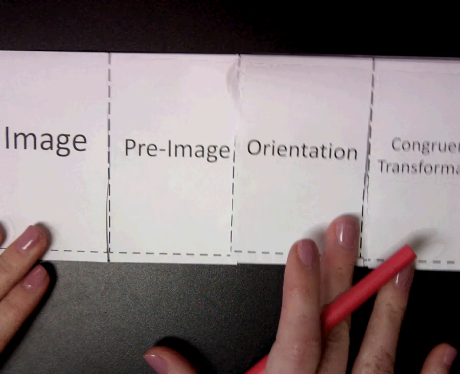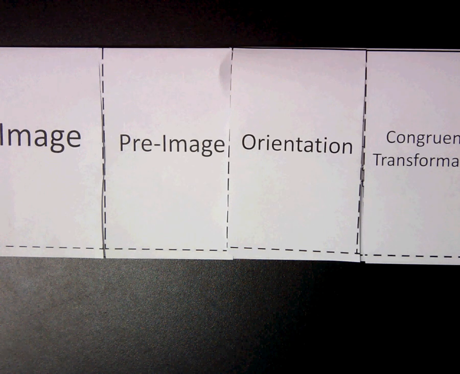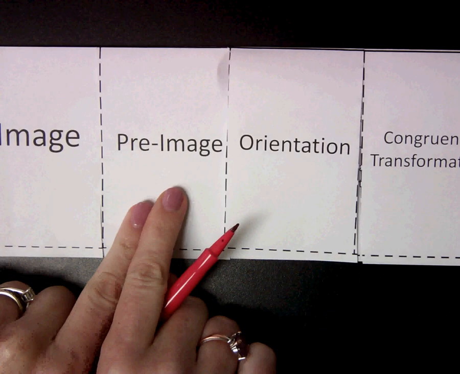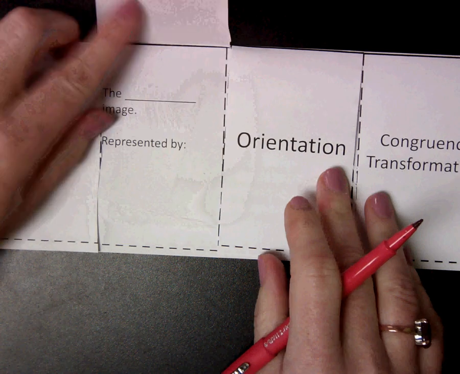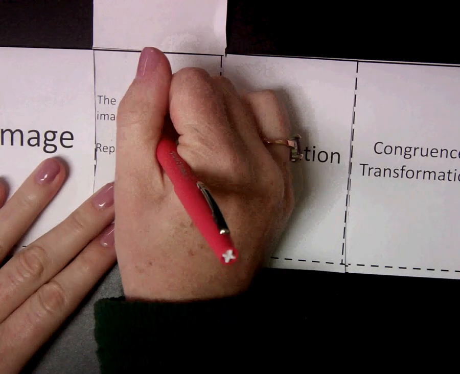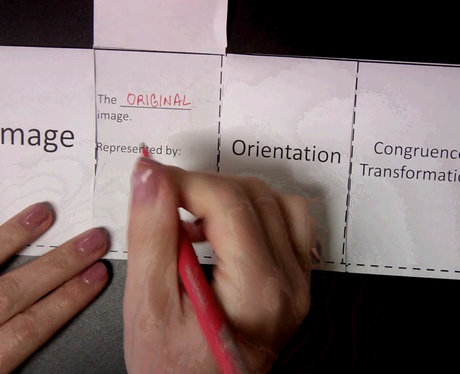We have just 4 quick, really important vocabulary words that we need to make sure we understand before we get started on transformations. The first one we're going to look at is the preimage. The preimage just means the original image, the original figure.